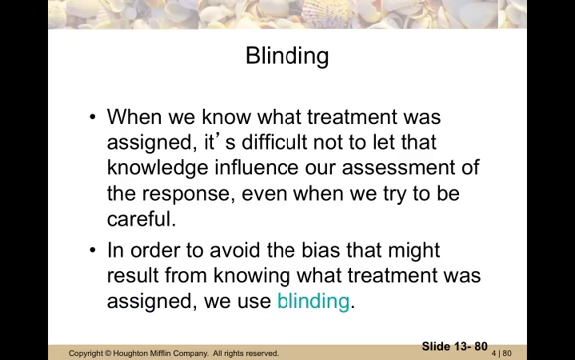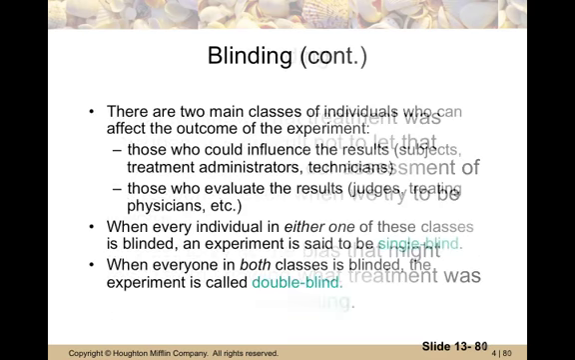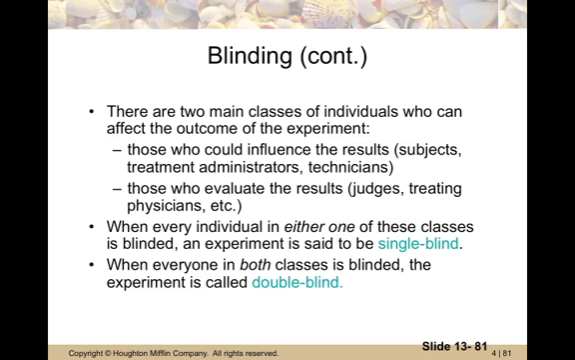When we know what treatment was assigned, it's difficult not to let the knowledge influence our assessment of the response, even when we try to be careful. In order to avoid that bias that might result from knowing what treatment was assigned, we use blinding. There are 2 main classes of individuals who can affect the outcome of an experiment.